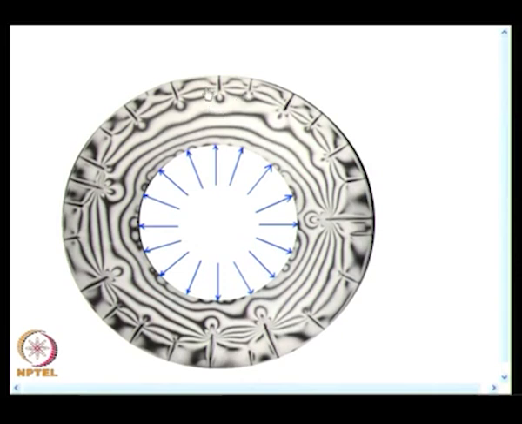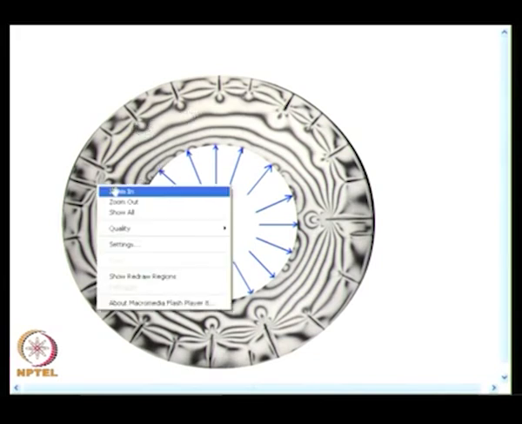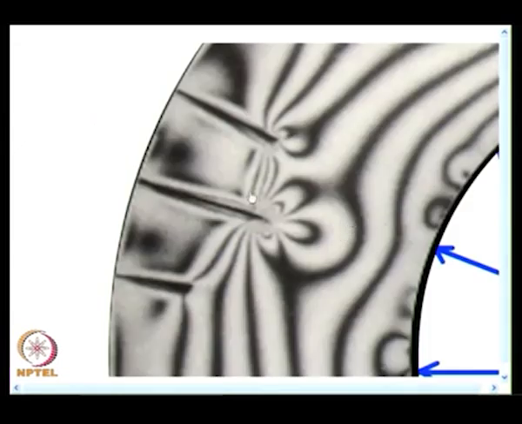But do you see anything different in the fringe patterns? In all the fringe patterns where fringes are well developed, you find a frontal loop. I will magnify it and show. So, what you find here is these are the features that we saw in a short crack.